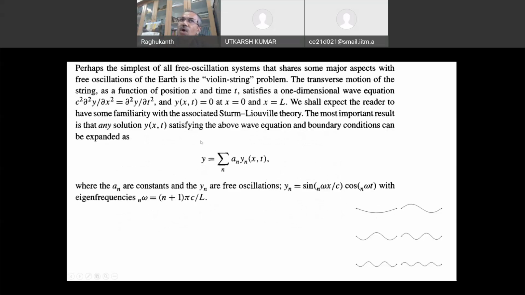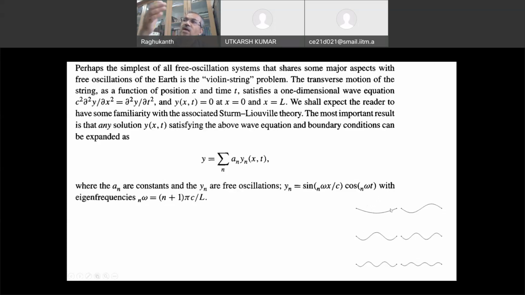Now, to solve this equation, the total displacement we write as a summation of individual modes, and these are the modes. First mode, second mode, third mode, fourth mode, fifth, sixth, seventh, eighth, ninth mode, like that so many modes will be there. So we break down the problem. An is nothing but the actual contribution: how much contribution the first mode has, how much the second mode has. Like this, we split the problem into several modes, and each mode will have its own natural frequency. So we write like sine omega x by c, cos omega t. These are what we call the mode shapes.